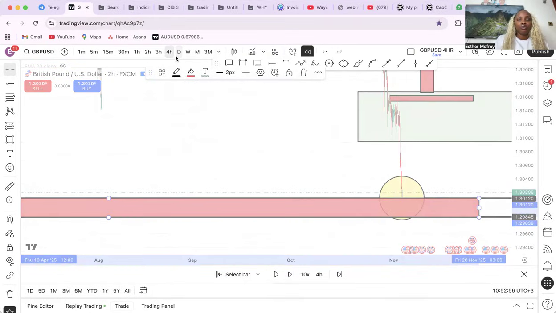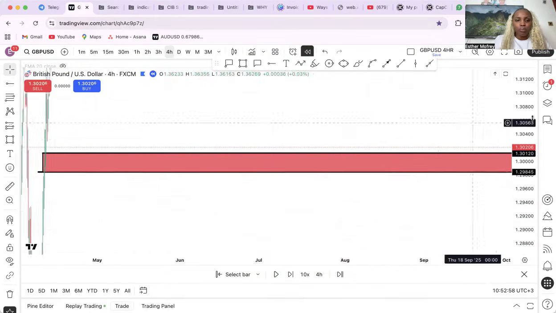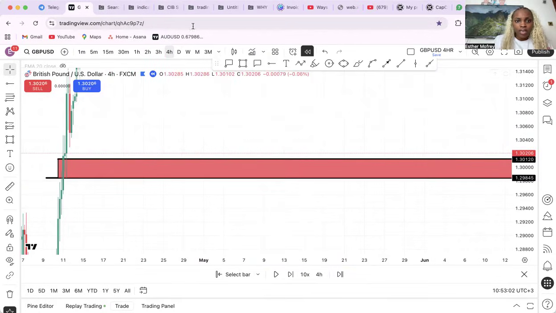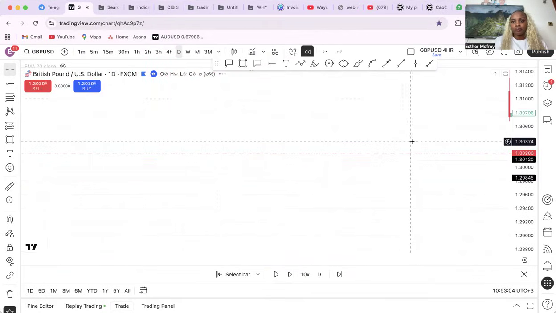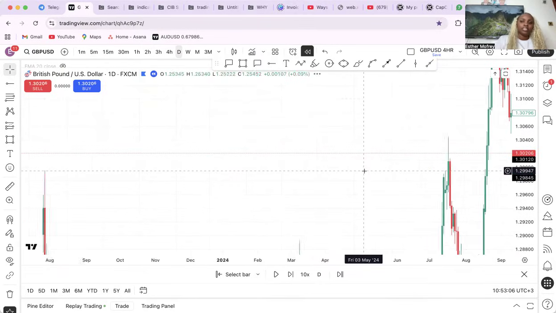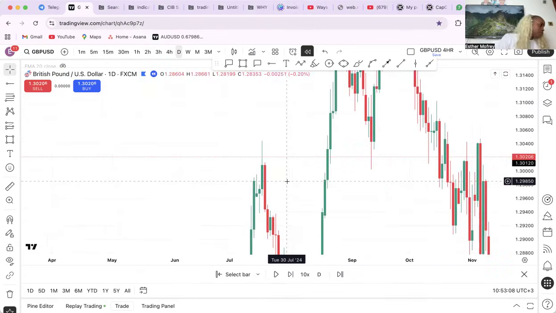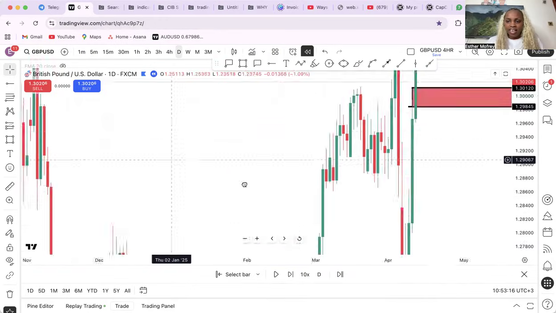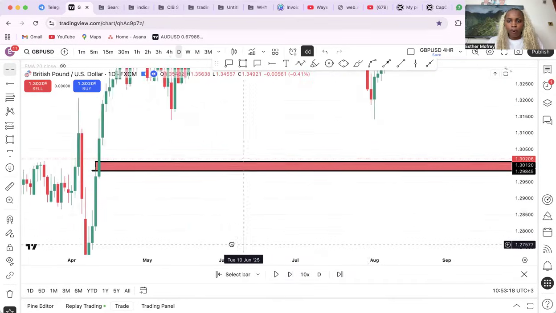So if I go to 4 hours, there is no double bottom. So my double bottom is OPT. You can see there's no double bottom. If I go to daily, you can see the double bottom is OPT.